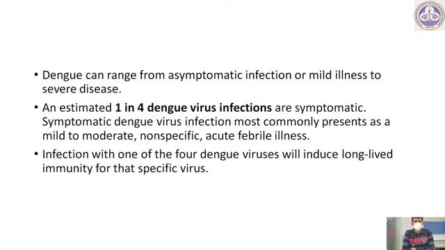So we'll now discuss the clinical features of dengue. Dengue can range from asymptomatic infection or mild illness to severe disease. An estimated 1 in 4 dengue virus infections are symptomatic, and symptomatic dengue virus infections most commonly present as a mild to moderate non-specific acute febrile illness.